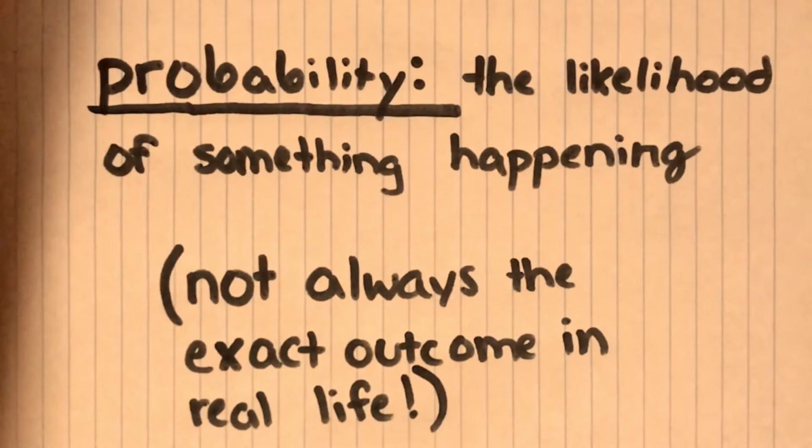We can't learn about probability without knowing what it is. So, probability is the likelihood of something happening. However, I would like to mention that this is not always the exact outcome in real life. Results will vary more often in real life and will not be exact probability.